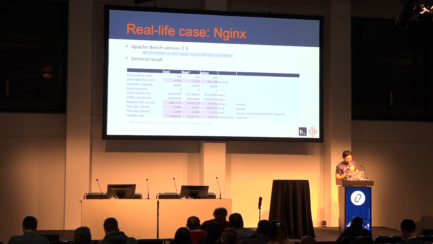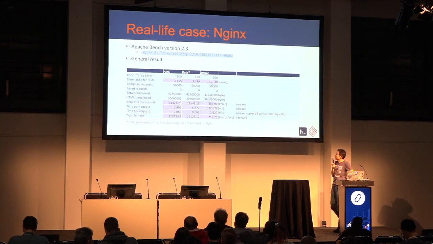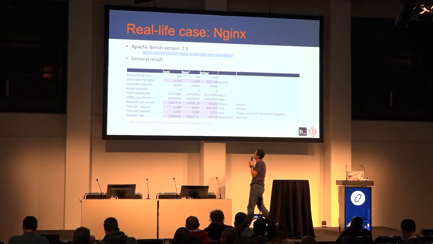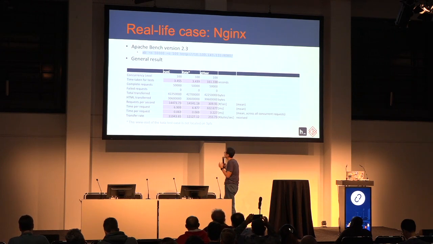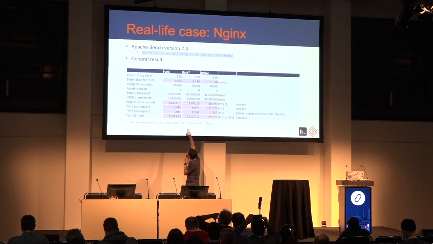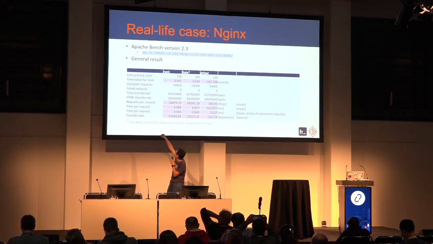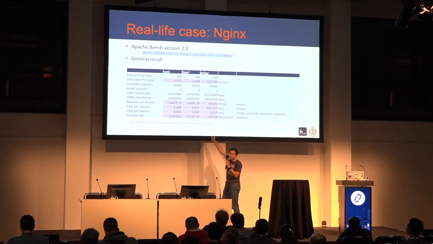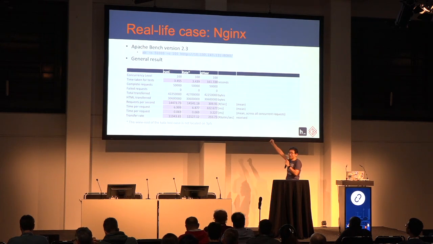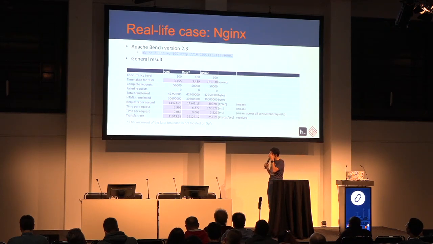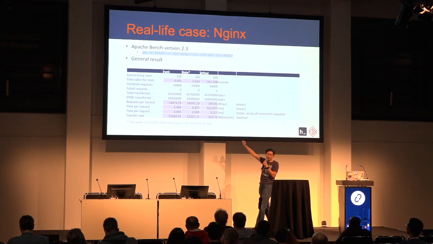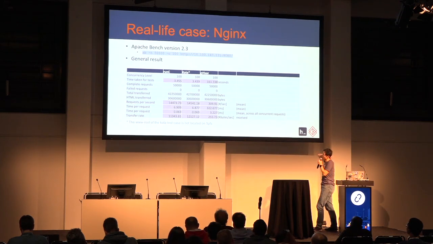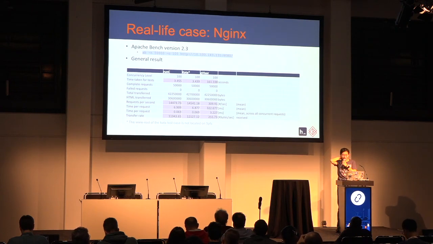And here, similarly, we have a real life case for Nginx. In the table, this column is runC, this is Kata, and this is gVisor. Here, we moved the www root of the Kata test from 9P to ext4 to avoid the bad performance of 9P. If we used 9P, then that's a totally different story. But if you don't use 9P, you can get pretty good performance in the Kata Nginx test, but for gVisor, we didn't find such a way to improve the data.